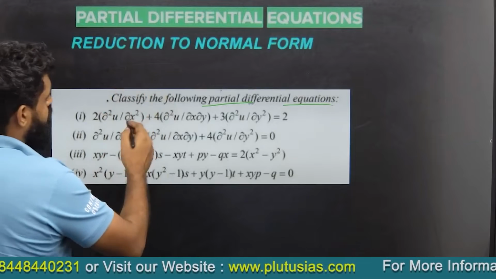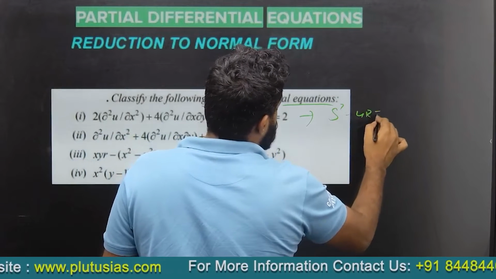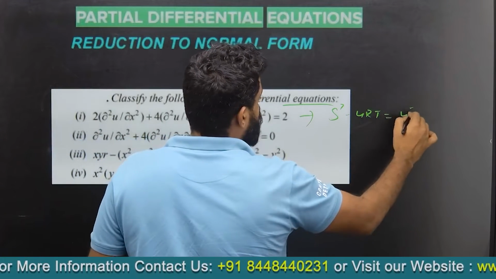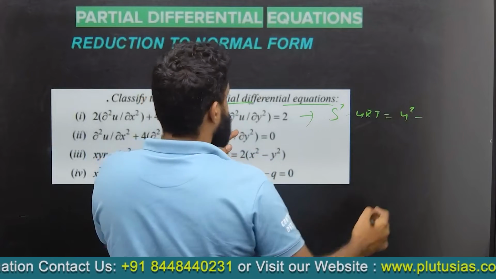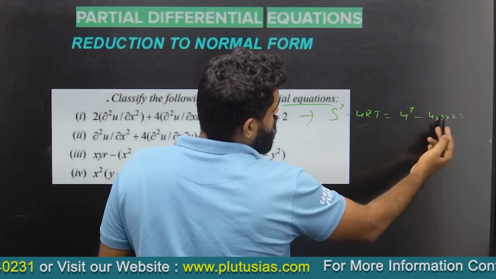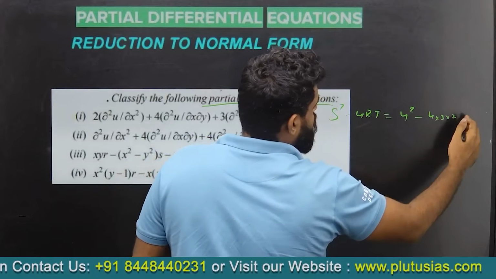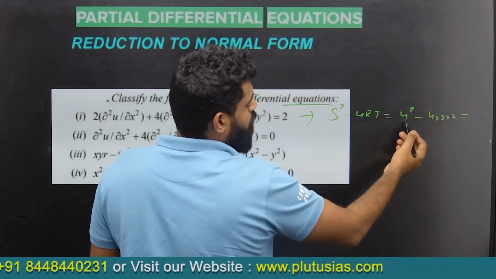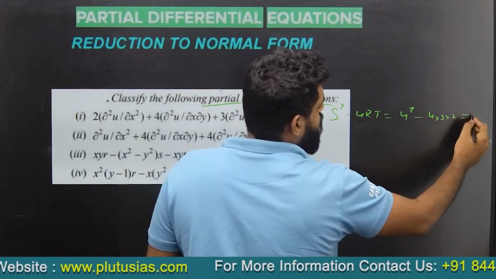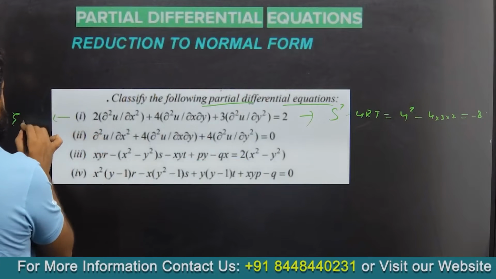Clearly here in the first case we have s² − 4rt. What will be s? This is 4, that is 4² − 4rt, 4 into 3 into 2, which will be 16 minus 24, that is minus 8, which is less than 0. So this is elliptic in nature.